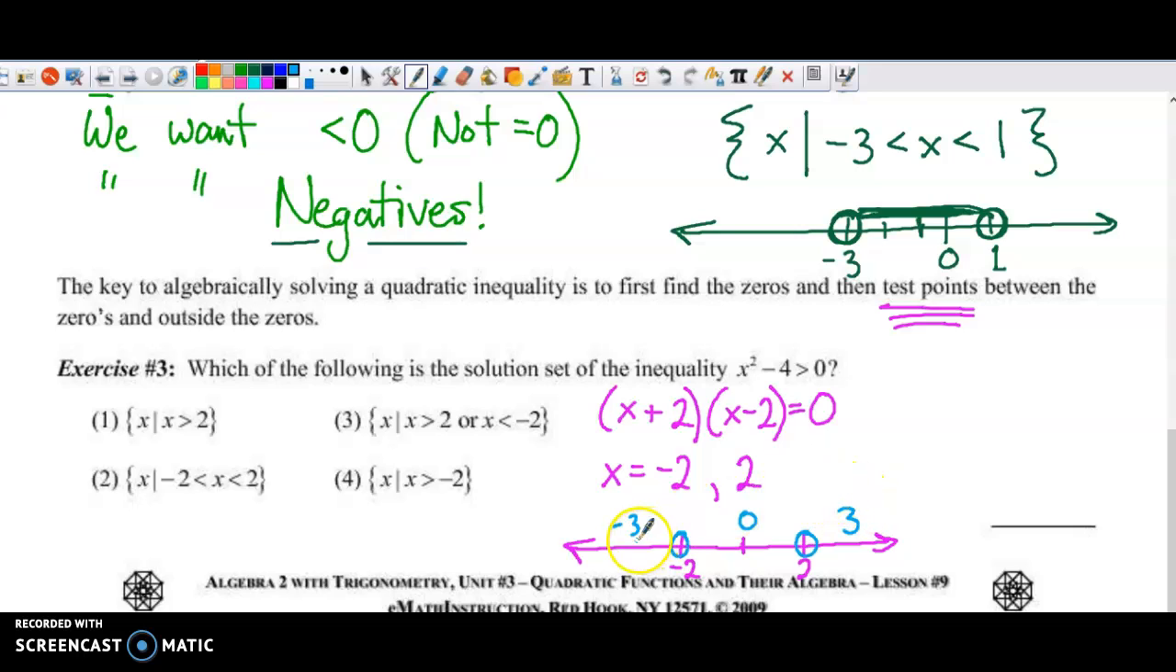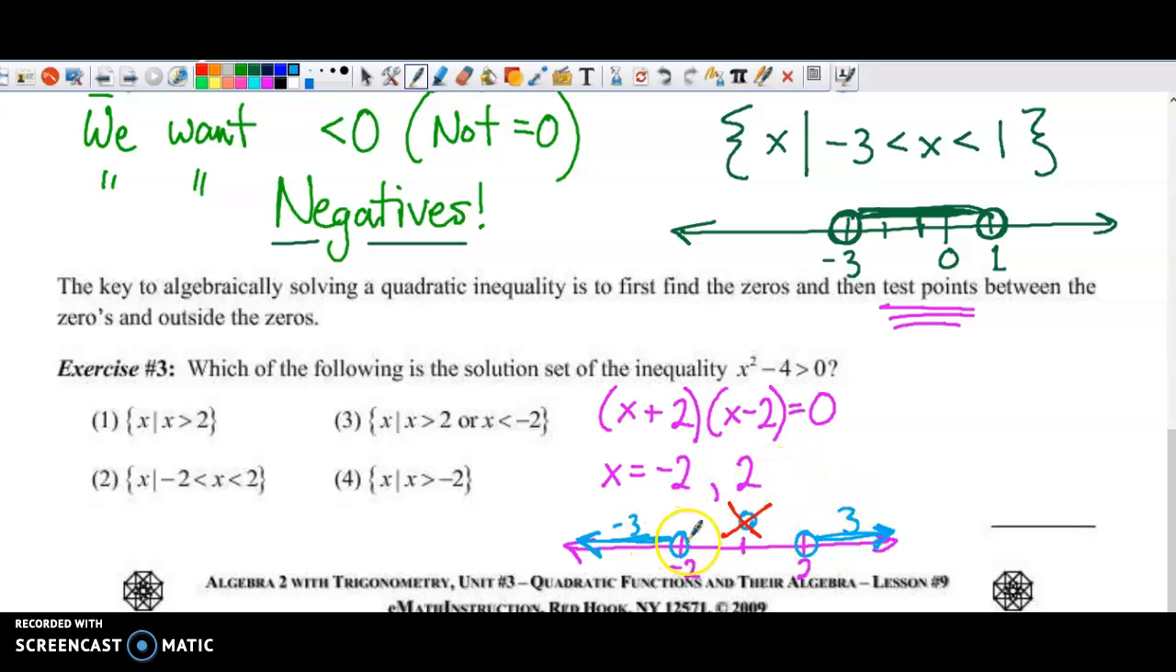And the whole thought process is if I plug in -3 into this problem, it'll either work or it won't work. So -3 when I square it is +9 minus 4 is 5. Is 5 greater than 0? And if your answer is yes, then we want that part. If I plug in 0, 0 squared is 0, minus 4 is -4. Is -4 greater than 0? No. So we cross that. We do not want that as part of our answers. And then do the same thing with 3, and you'll see it works.